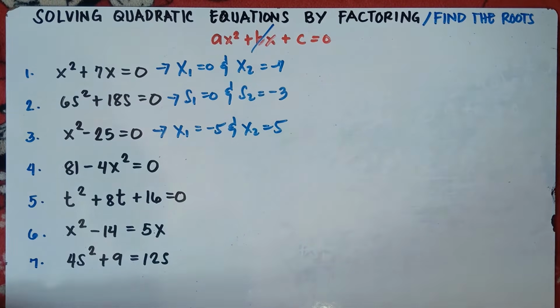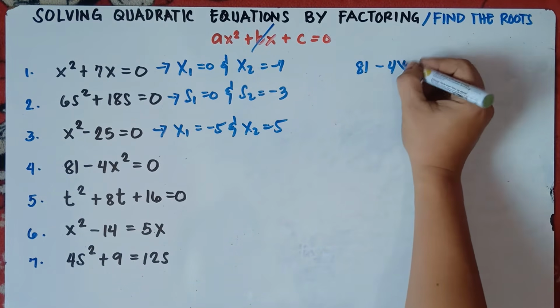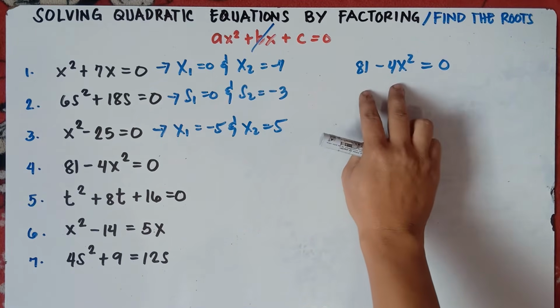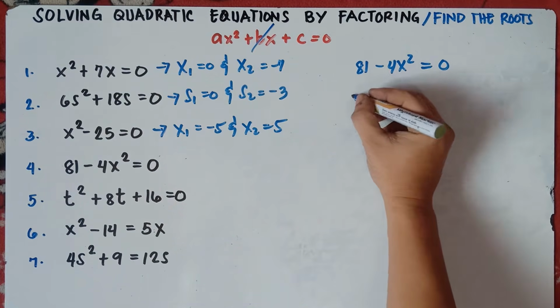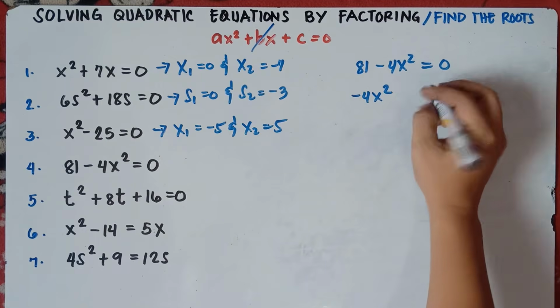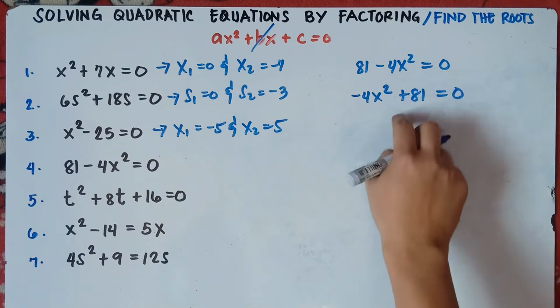Let's try number 4. So 81 minus 4x squared equals 0. The thing that we will do is arrange this into the standard form. So we copy negative 4x squared first, and then plus 81. 81 is positive. Then equals 0. This is actually the same equation, I just rearranged it.